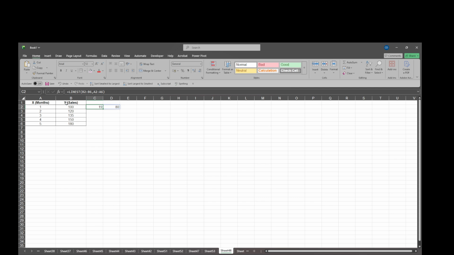That's how to use LINEST in Excel to quickly calculate the slope and intercept of a linear regression line and turn raw data into a clear trend equation.